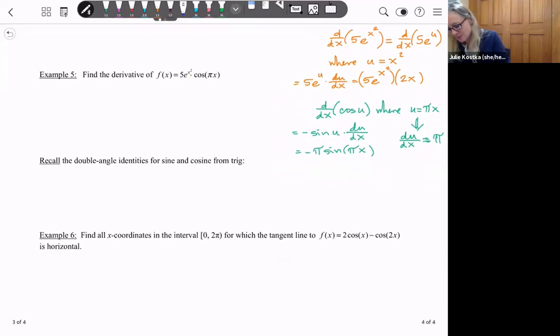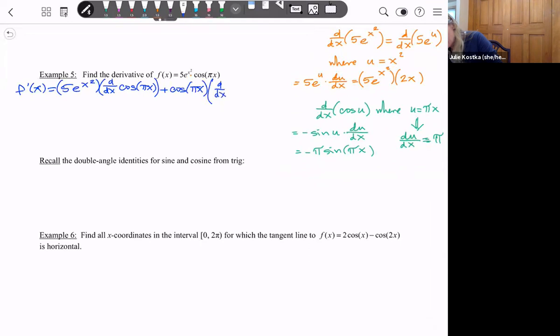So now let's find the derivative of the product. I will write this step out because we're still just learning. It's the first function times the derivative of the second function plus the second function times the derivative of the first function.